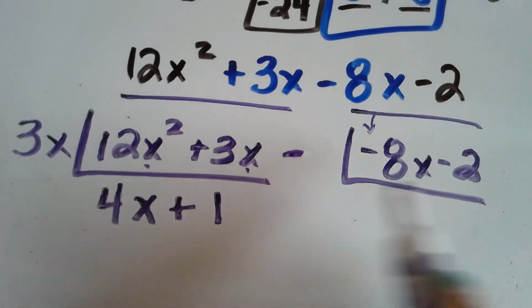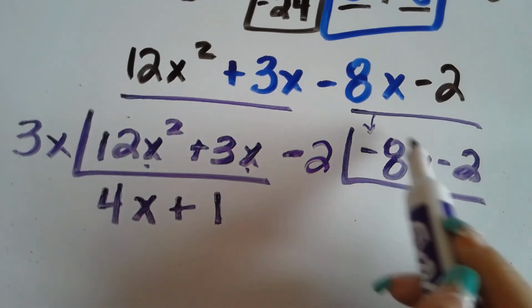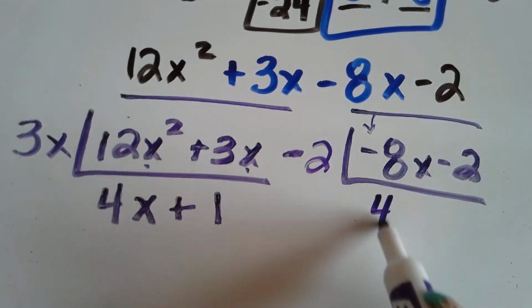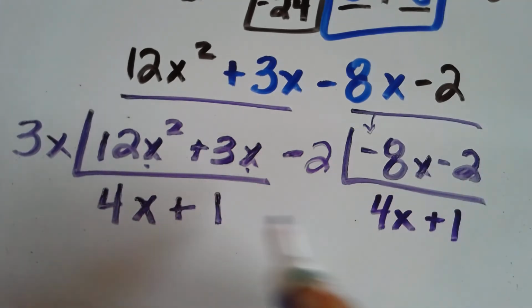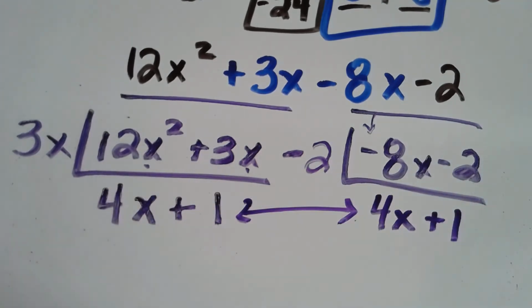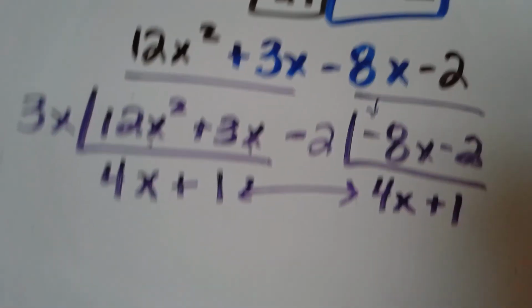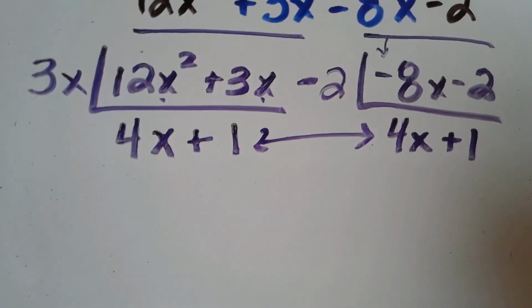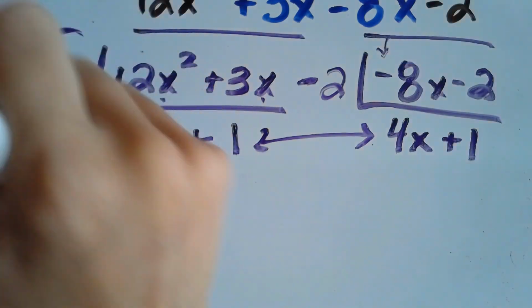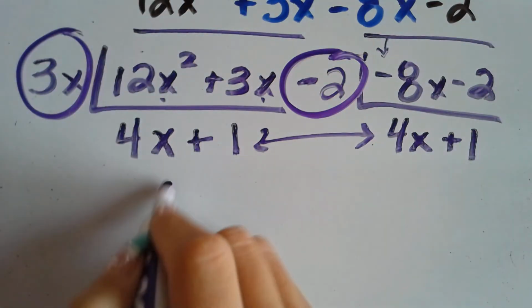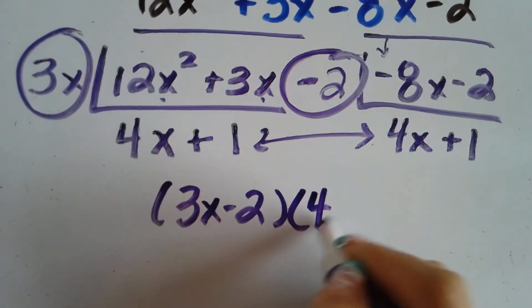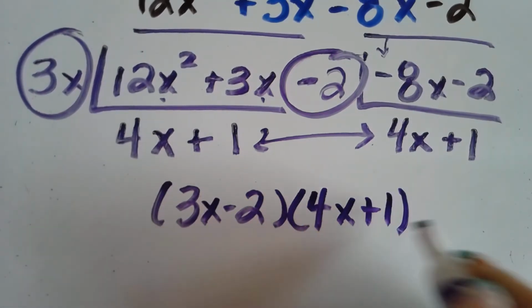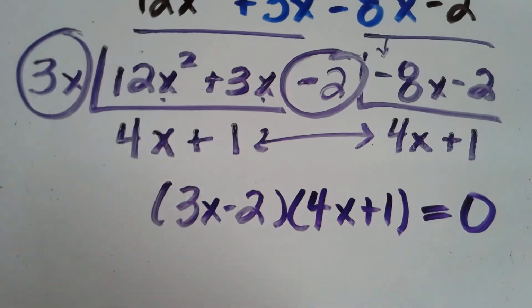And what do these two have in common? A 2. So negative 8x divided by negative 2 is going to be 4x, and negative 2 divided by negative 2 is a plus 1. And these two match. Perfect. Let's go ahead and write our answer in factored form. So we're going to say 3x minus 2 times, these two match, so write it once, 4x plus 1. And go ahead and write equal to 0. Okay, we're equaling it to 0.